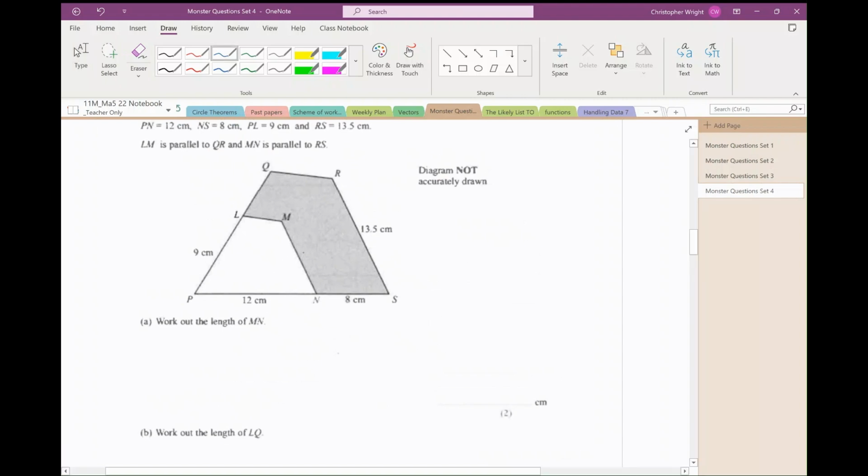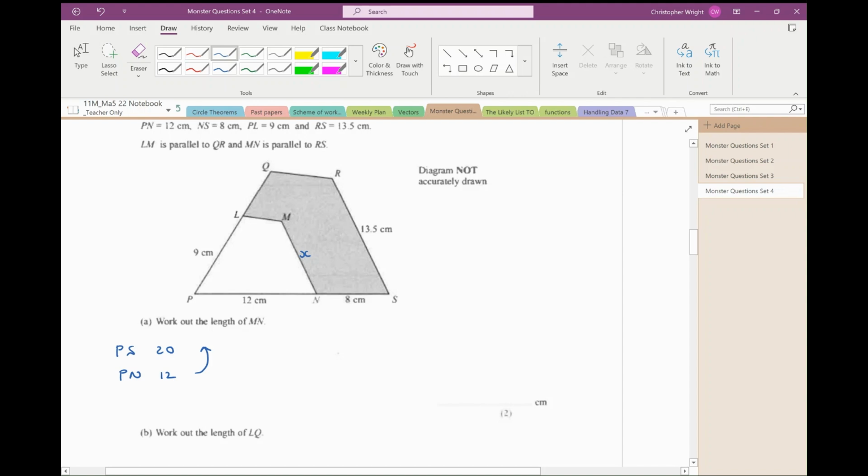Let's just call that X for a moment. Right, now we know that the large quadrilateral is similar to the smaller quadrilateral. Now the large quadrilateral has a base PS of 20, and the smaller quadrilateral has a base PN of 12.